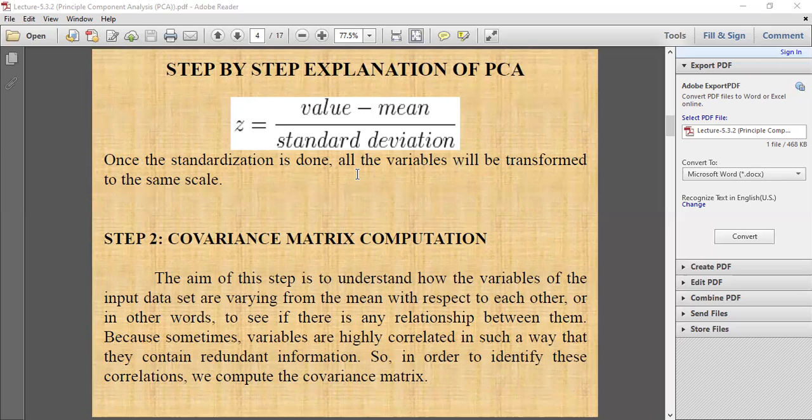Step 2 is the covariance matrix computation. The aim of this step is to understand how the variables of the input data set are varying from the mean with respect to each other, or in other words, to see if there is any relationship between them. Because sometimes variables are highly correlated in such a way that they contain redundant information. So, in order to identify these correlations, we compute the covariance matrix.